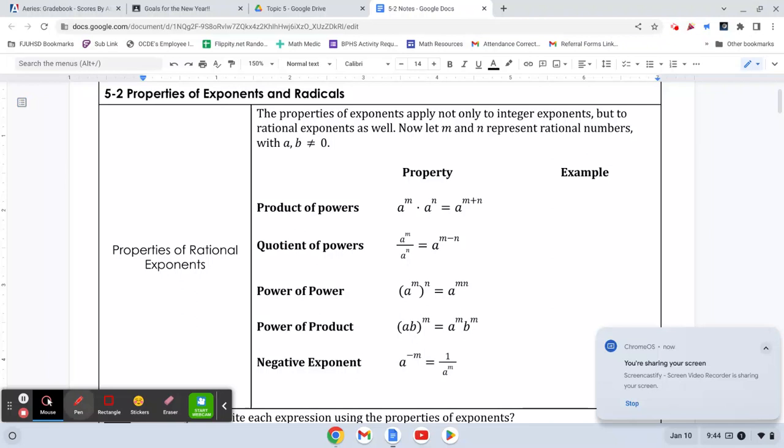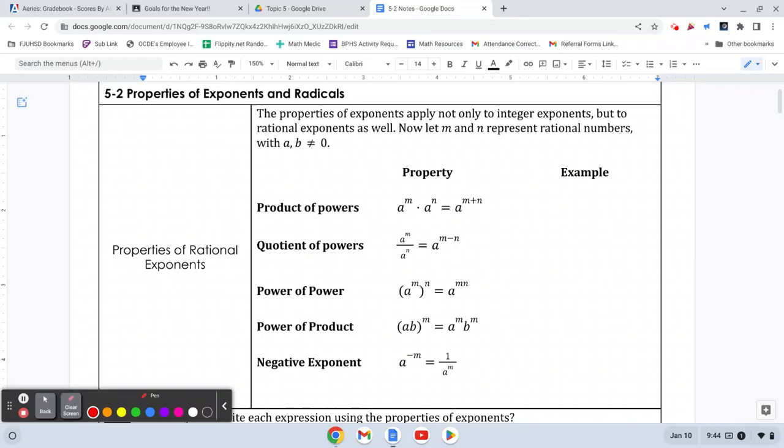Okay, so we're just going to talk about the properties of exponents and radicals. We should have seen these in Algebra 1, but we'll review them here. The properties of exponents apply not only to integer exponents, but also rational exponents, which is what our topic is about in topic 5. So let's let m and n represent rational numbers, and a and b cannot equal 0, because if our bases are 0, then these properties don't work.